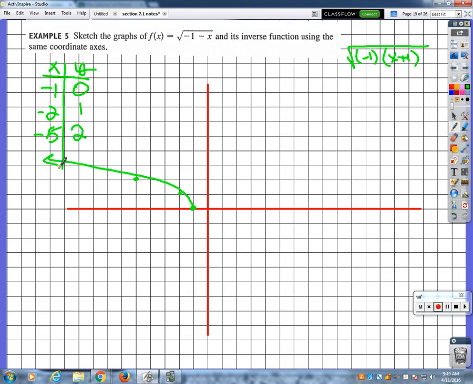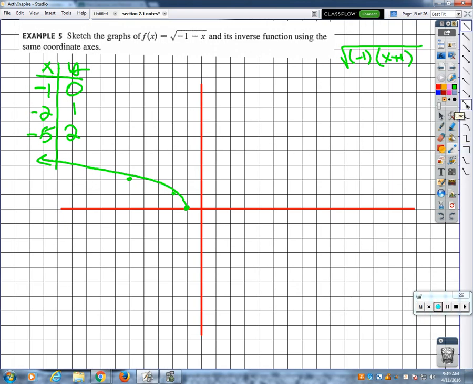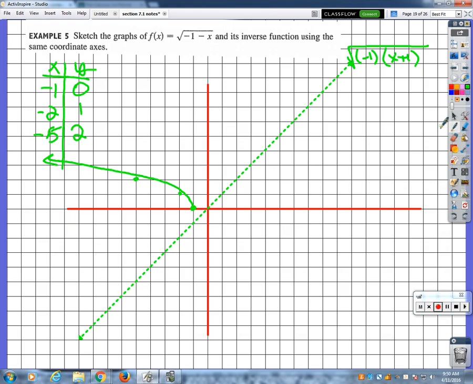All right, so now if we want to sketch the inverse, maybe you can visualize what that's going to look like. Can you tell me, when I flip that over, where it's going to go? 0, negative 1. And then where's it going to go? Like this? Yeah, okay. So that's what this looks like if you reflect it over there.